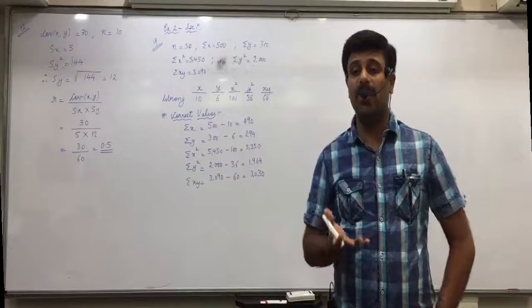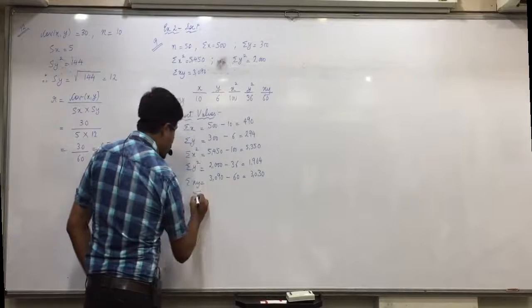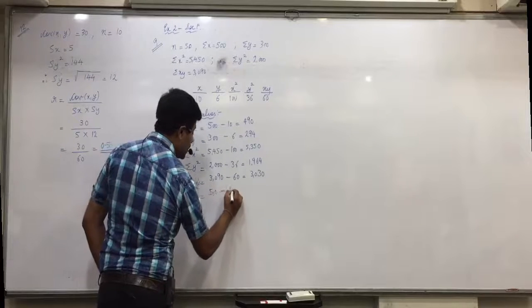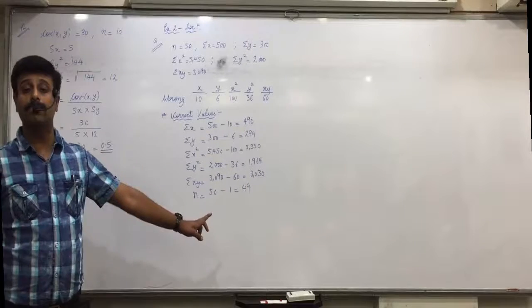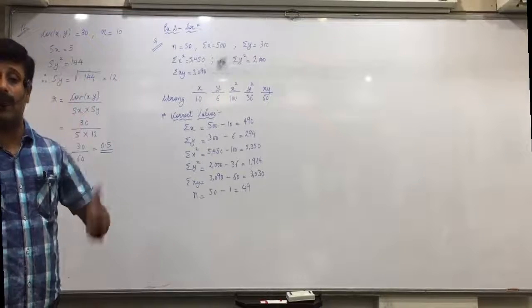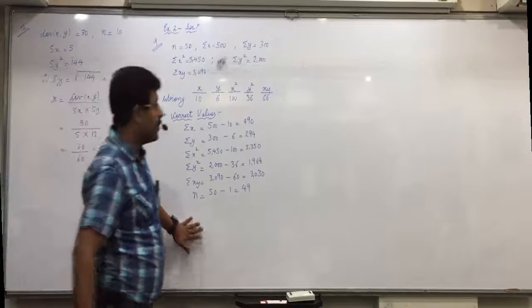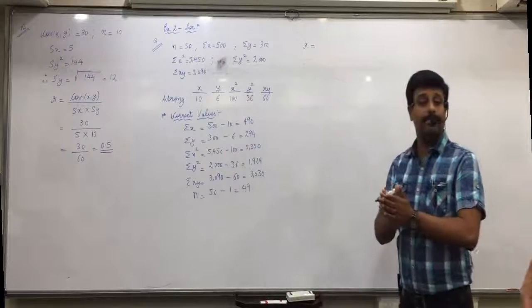Now we will apply the fourth formula but using the correct values. Also write down n is equal to 50 minus 1, 49. Why minus 1? One pair of value 10 and 6 is removed, excluded. So 50 minus 1, 49. Okay. Now fourth formula. Mewadi.